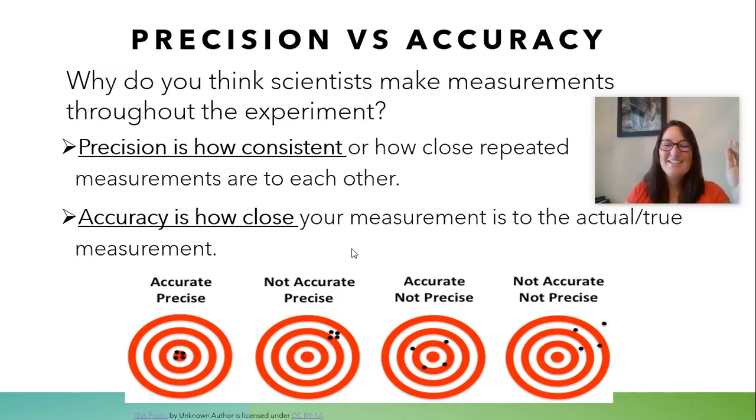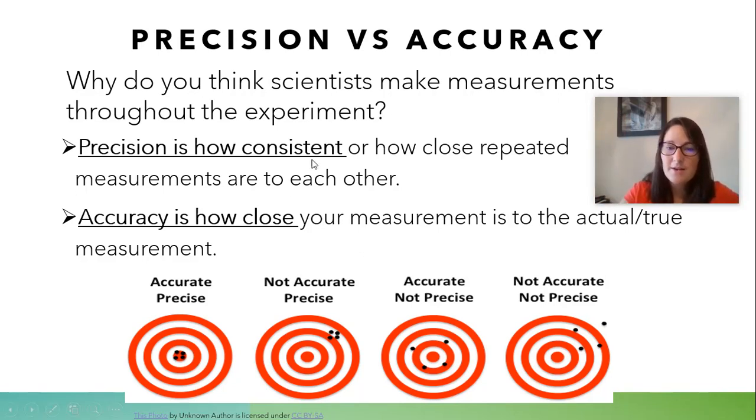The second one, right here, says not accurate, but precise. So you're throwing your darts and you're still throwing them in the same spot. You're consistent with that. You're precise. But notice how your darts are not in the middle anymore. They're off to the side. That means you're not accurate.